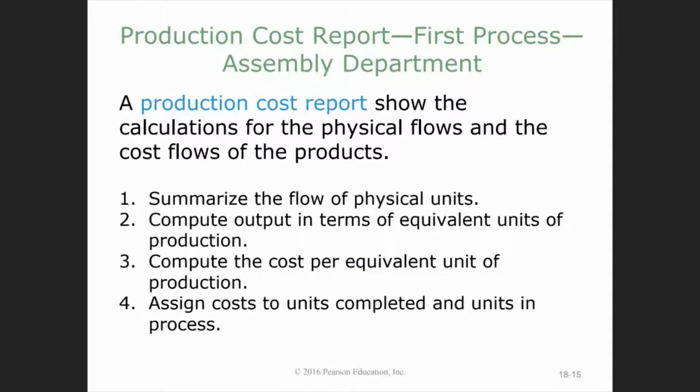So a production cost report shows the calculations for the physical flows and the cost flows of the products. First, we're going to summarize the flow of physical units, compute the output in terms of equivalent units of production, compute the cost per equivalent unit of production, and assign the cost to units completed and units in process.